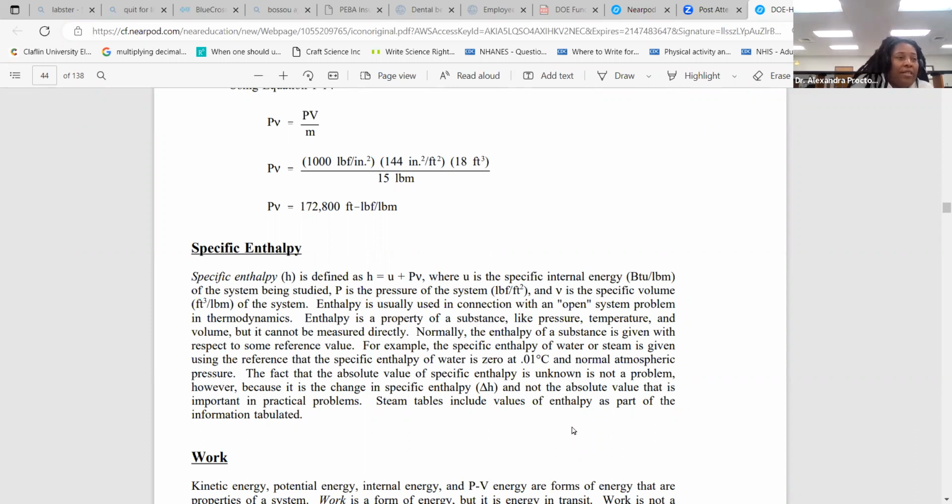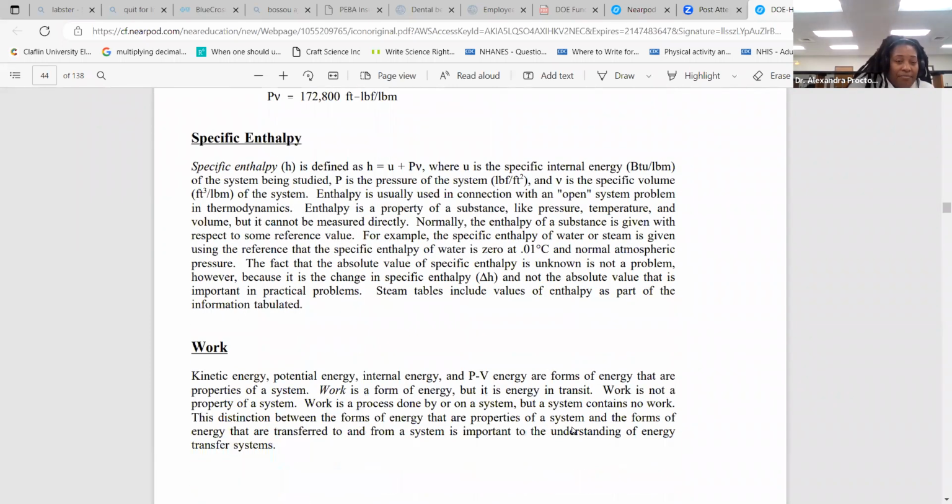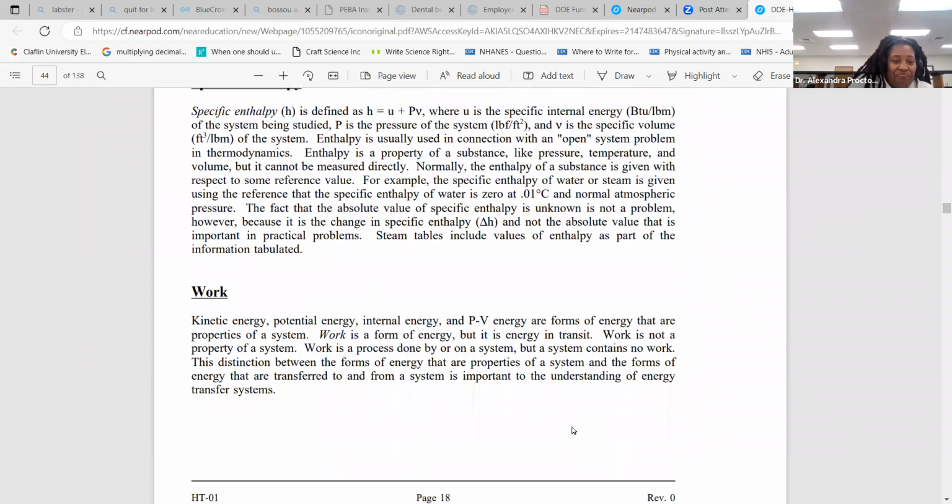Every time we see that delta, we understand that we're talking about final minus initial. Steam tables include values for enthalpy as part of the information that is tabulated. So it's not a problem because we use delta. Delta is always indicative of final minus initial.